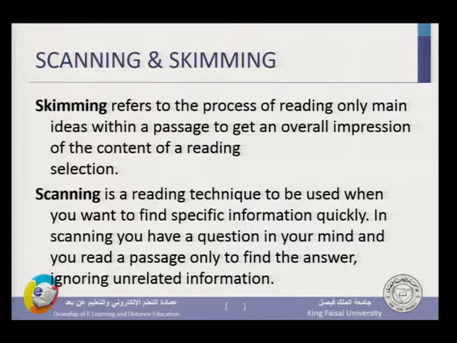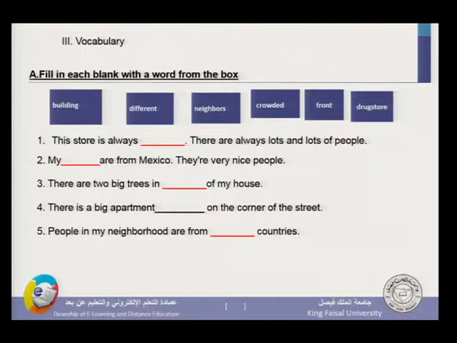Here are definitions for skimming and scanning. To remind you of the fact that they are important, the definitions have already been covered and given to you. Here are other examples. This store is always. There are always lots and lots of people. The sentence there are always lots and lots of people can be used as an indicator of the verb or the adjective that is to be used. This store is always crowded. There are always lots and lots of people. Crowded means many people are always found in that store.